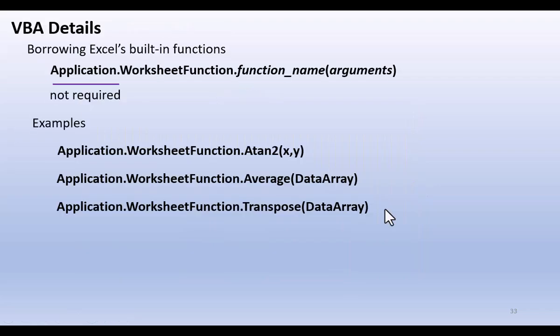And then just another thing that we mentioned and made use of in there is that you can borrow Excel's built-in functions in VBA by using the worksheet function. Application.worksheet function. You don't really have to use application dot, and then you put in the function name and any arguments. So here are examples. Atan2, which is the 4-quadrant arctangent with x and y, borrowed into VBA. The average function, which can compute the average of all the elements in the data array. You could use something else like median. And then what we did in our example, we used transpose to transpose rows and columns of an array in VBA.